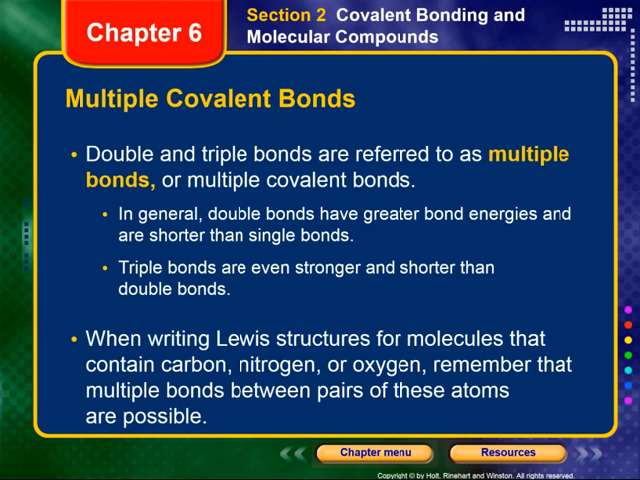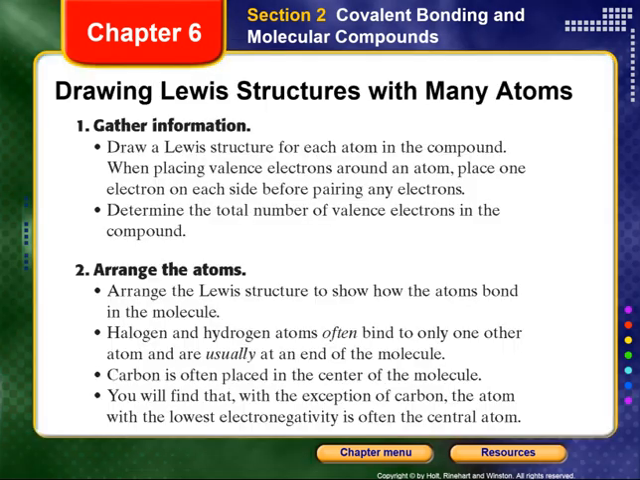When writing Lewis structures for molecules that contain carbon, nitrogen, and oxygen, remember that multiple bonds between pairs of these atoms are certainly possible. So now we're going to get into the steps that you want to follow in order to nail your Lewis structures every single time when you're trying to draw a compound. Now, as you start to move into working on the practice problems on your worksheets, please have these 2 slides out and refer to them actively as you work through these samples.